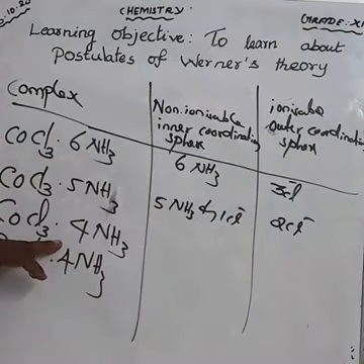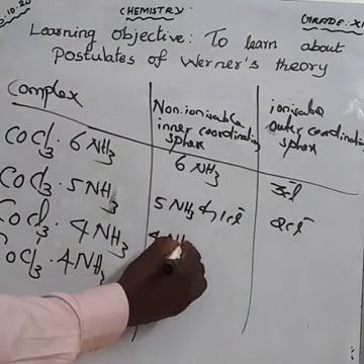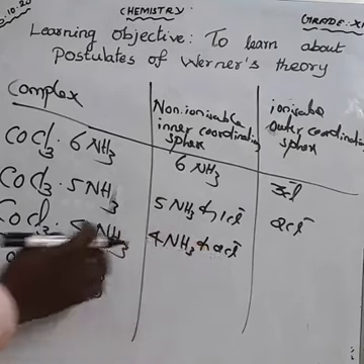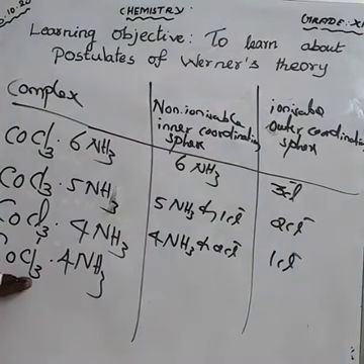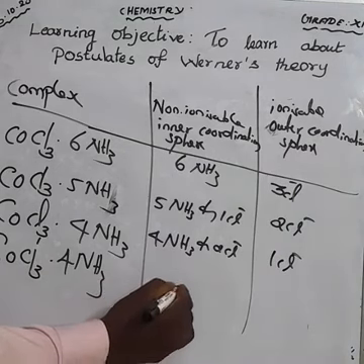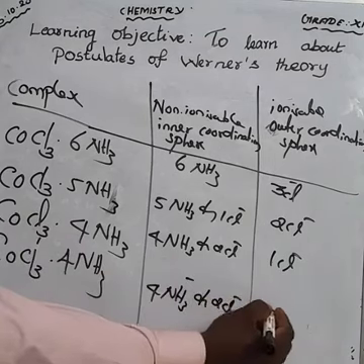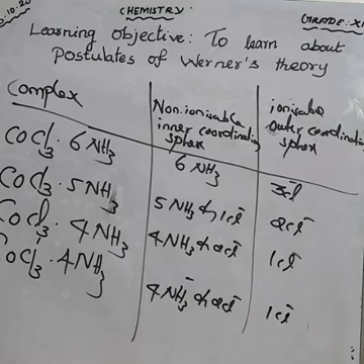The third one: 4 NH3 and 2 Cl minus ion. So 4 plus 2 is 6, and we need 6. Remaining, we have 1 Cl minus ion, which is ionizable. The fourth one is the same: 4 ammonia and 2 Cl minus ion. 4 plus 2 is 6. What's remaining? 1 Cl minus ion. This is the following table that illustrates the Werner postulation.